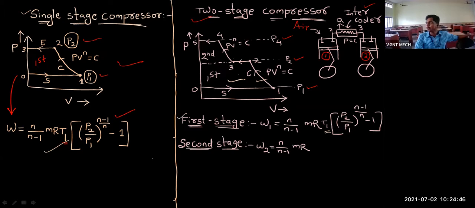This is the derivation I am doing. If they ask you to derive an expression for work done for a multi-stage compressor, then in this manner you have to do it. Now for the second stage compressor, I will calculate the work done formula for this stage. Again, work done for the second stage compressor is n by n minus 1 m R. Can you tell me which temperature shall I write here? Shall I write T2 or T3 or T4? From this diagram, can you see which temperature it will be? Whether it is T1 or T2 or T3, which temperature shall I write here?